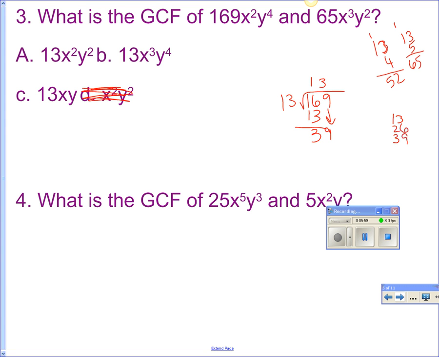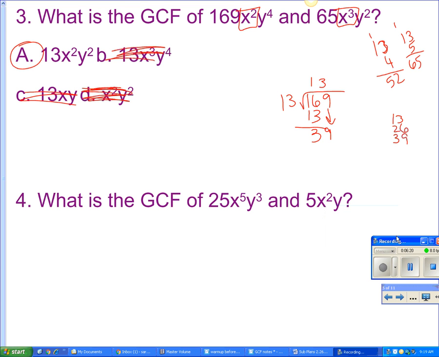Okay, and then all you have to do is look at the letters. All right, so Zaria, would I want x to the second or x to the third? Very good. So I can mark out this one and I can mark out this one, and so my answer is A. Okay, so on a multiple choice, it's not too bad.